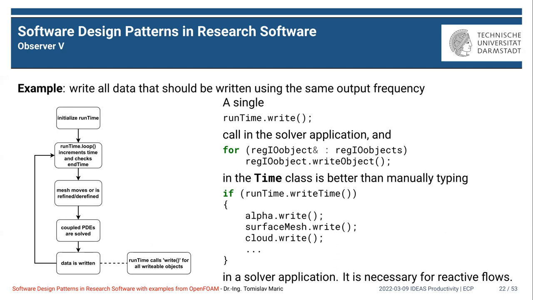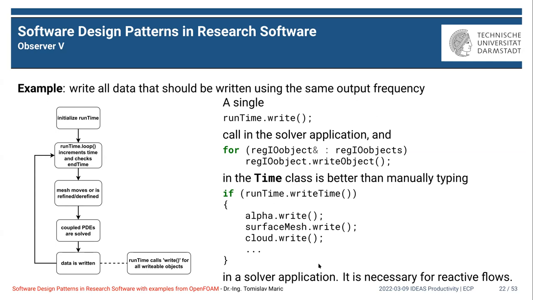Okay, and inside the time class, that's kind of the user-defined type of the runtime object, we are going to have a loop that goes over these registered objects and executes the write object member function. And this is much better, right, than having to change our solver application every time that we enhance our numerical method and add some new stuff. Because every time that we add some new stuff, we usually want it to be written down to visualize the bugs, because the bugs are the first things that we're going to encounter. So we do not want to have this if statement that checks if the time for writing has arrived, and then type alpha write, surface mesh write, cloud write, whatever we actually added to the solver application.